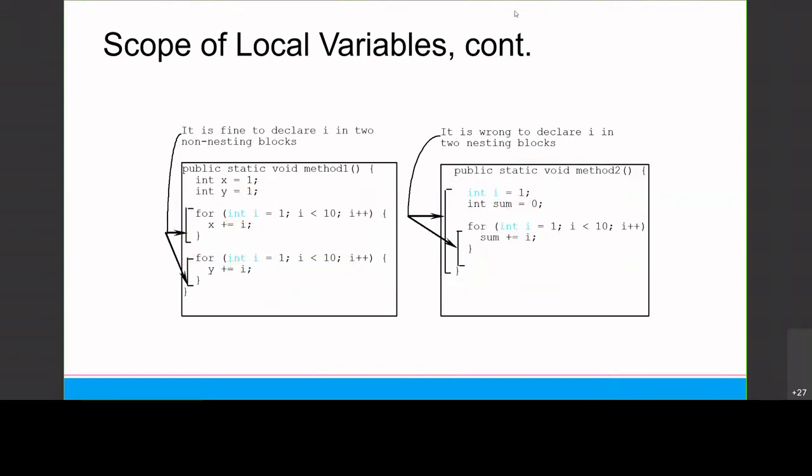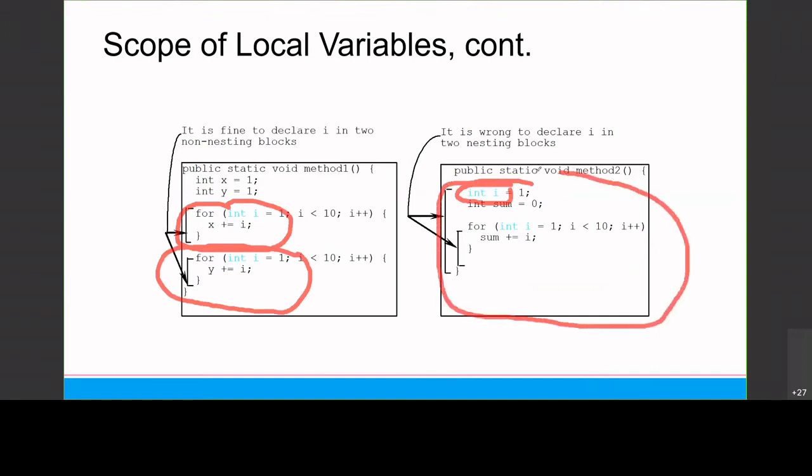So what is the scope here? The scope of this integer I is only in this for loop. But the scope of this integer I is in the whole method. So in all the statements of the method, there should be no other I. You can have the I, but you cannot use this definition again. When you define it again, it will be an error.